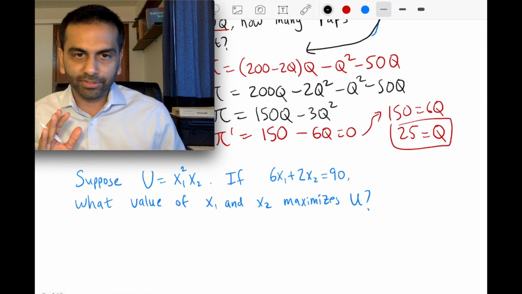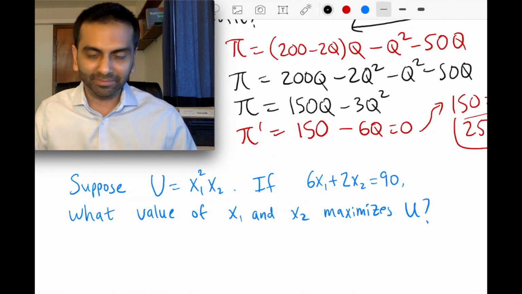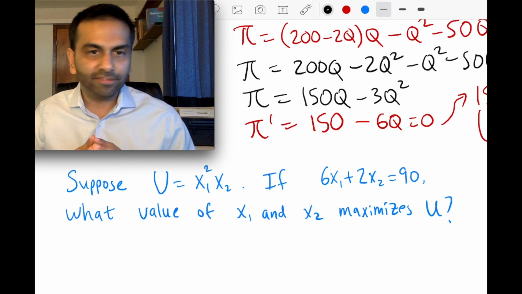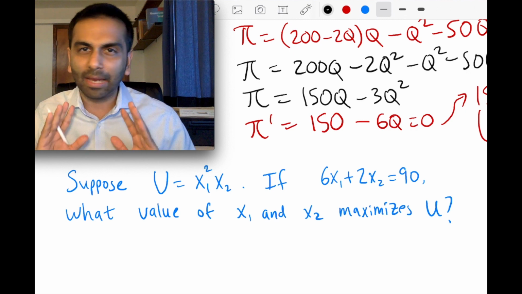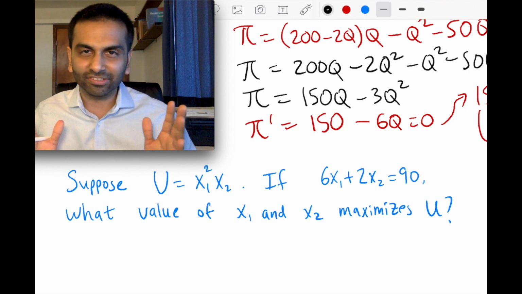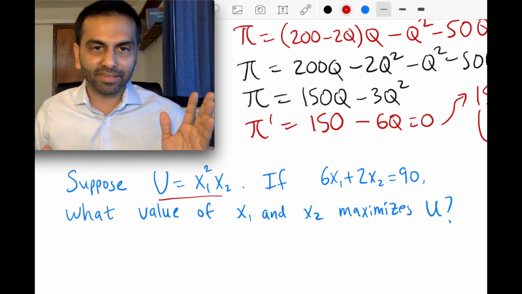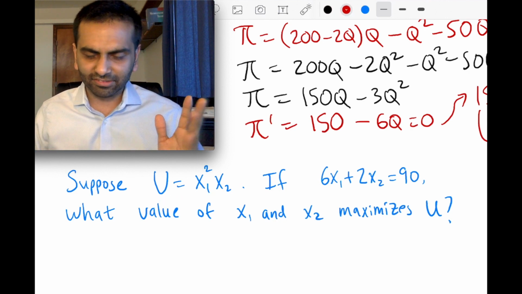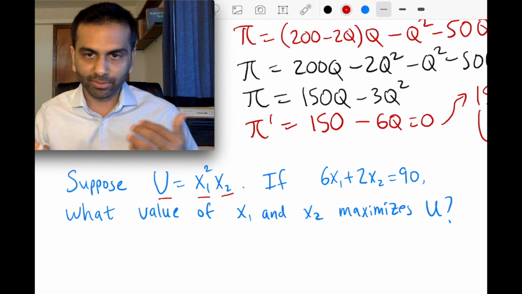Final problem we'll do in this video. Suppose u, utility, is equal to this. Even if we know no economics, no background, this is just a pure math problem. Suppose u is equal to this thing. It's based on these three variables here. There's u, x1, and x2. Those are the three variables.